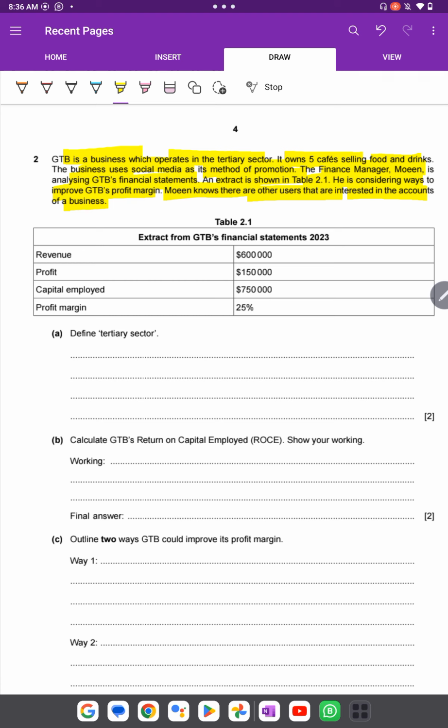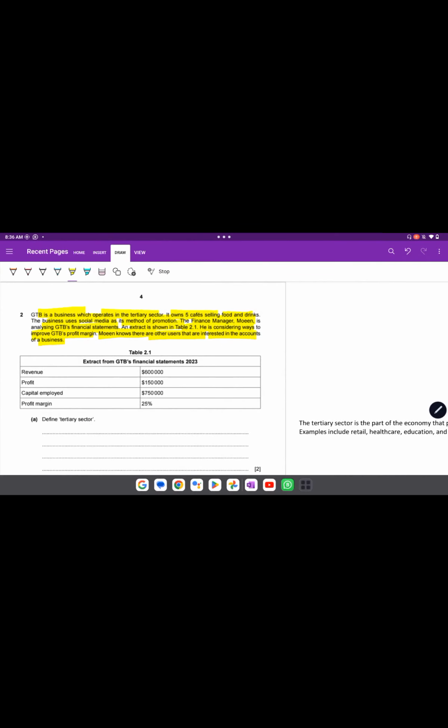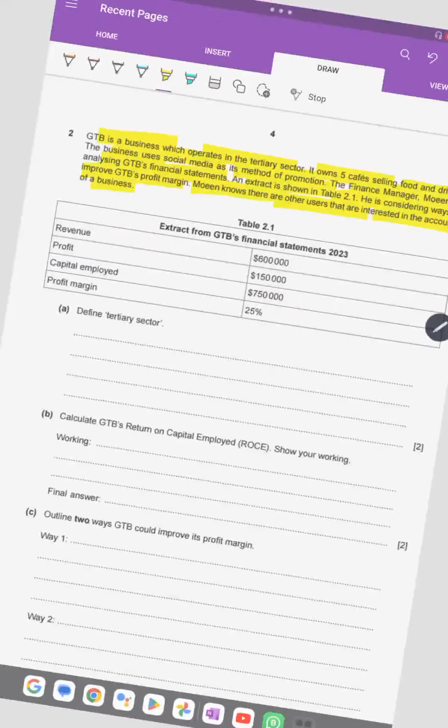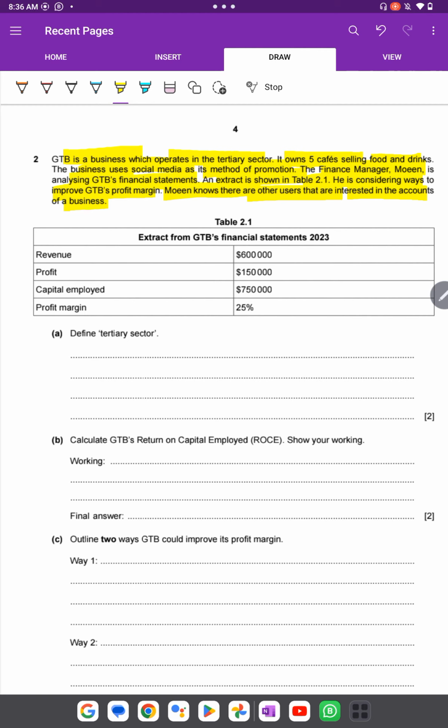So whenever you are reading the case study from paper 1, you will automatically know what type of question the examiner is going to ask you, because it is very obvious. Okay, so we have this table 2.1: revenue, profit, capital employed, profit margin.